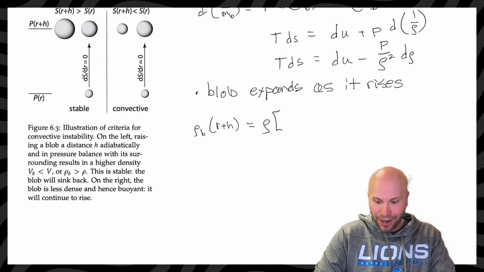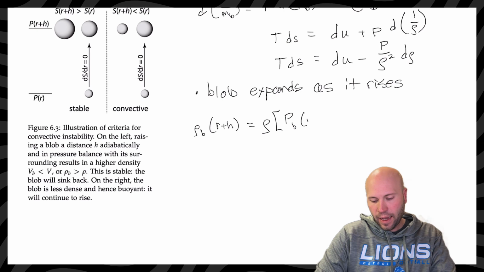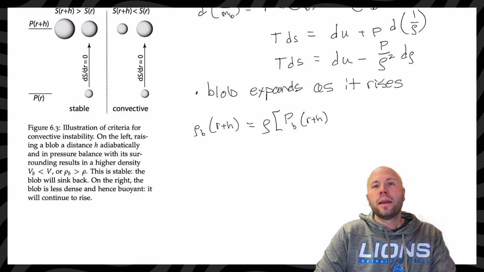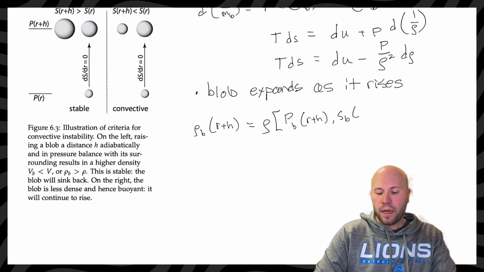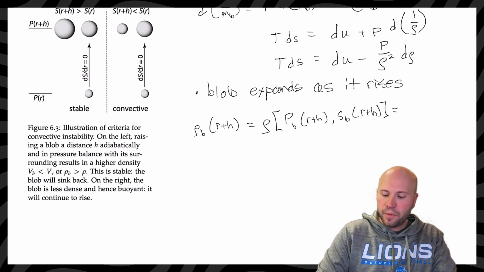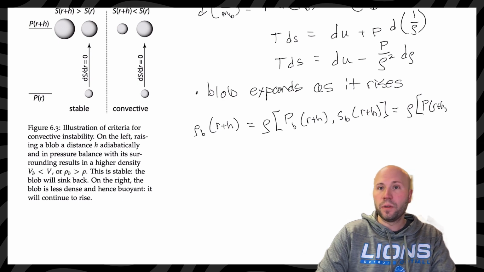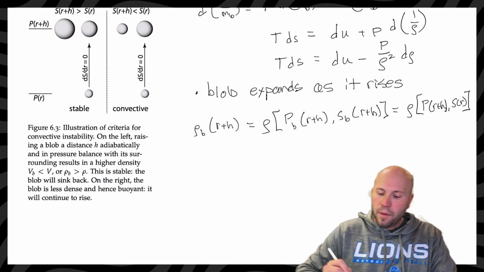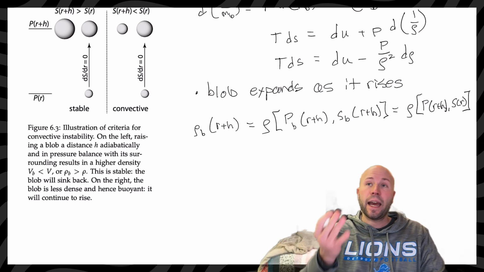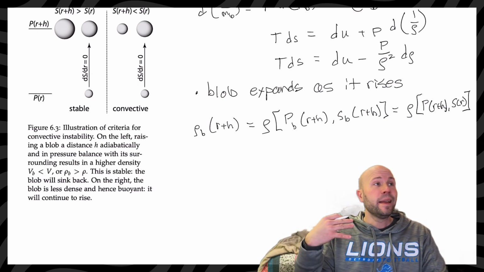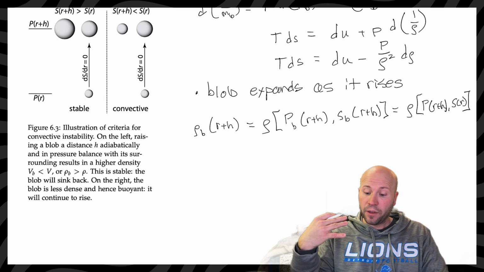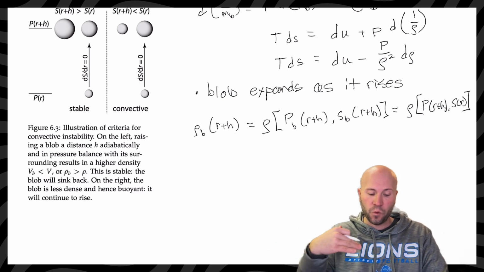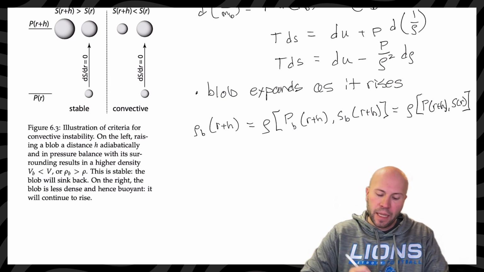Density as a function of the pressure of the blob at the new location and the entropy of the blob at the new location. Those things must be related to each other, and that's simply going to be equal to density, pressure at R plus H because it's in pressure equilibrium, and S of R because the entropy of the blob has stayed fixed at its original value specified by the conditions of the surrounding medium at the location R, not R plus H, right? Where it started down here at the bottom.